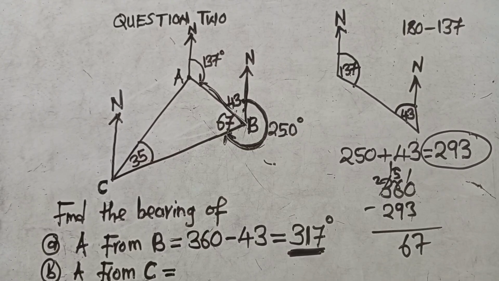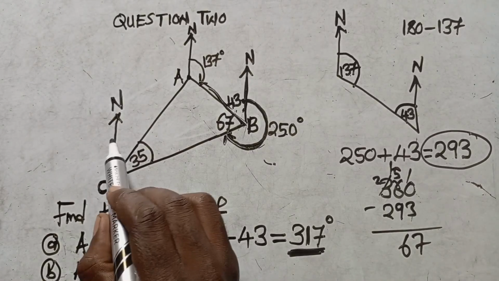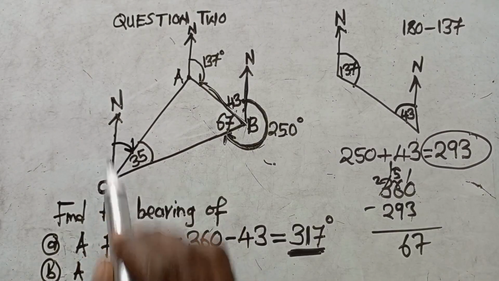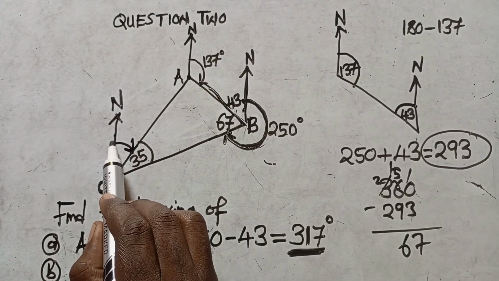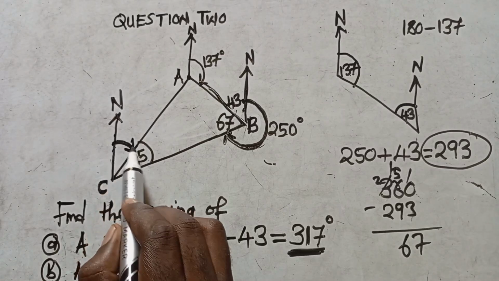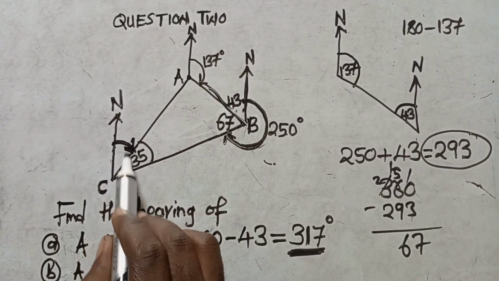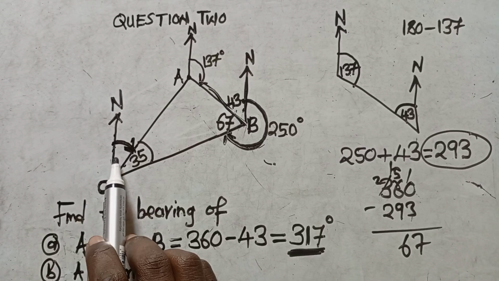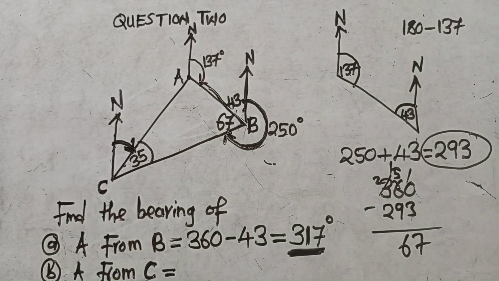I'm told to find the bearing of A from C. The bearing of A from C. So from C, what am I going to do? From C, this is C. I meet A. A is this one. So I'm just told to find this part. This is C. From C, A, until I meet A. So I'm just told to find the angle that is here. How can I find the angle that will be here? How can I find this angle?